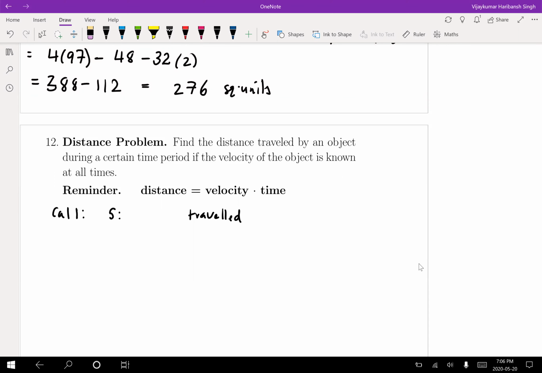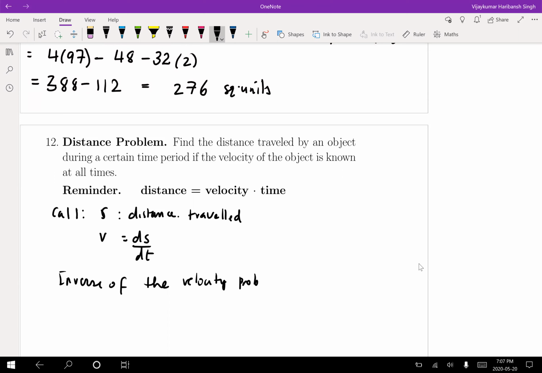So let's look at just velocity. So let V, so S was the distance traveled, and then V was simply ds by dt, right? Now this problem is the inverse of that problem. So inverse of the velocity problem. Namely, here you are given velocity, find distance traveled.